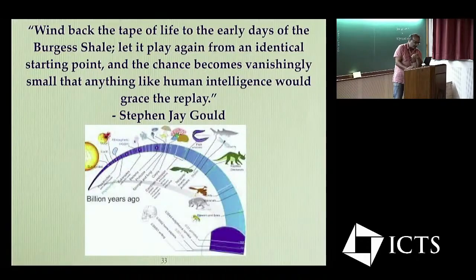This was captured by Stephen Jay Gould, who said that if I were to wind back the tape of life, when life originated on Earth, will I get human beings again? That was sort of a philosophical question, but evolution is happening in such a high dimensional space, on a chaotic trajectory, and mutations by definition are random, quantum mechanical events. Unlikely I'll get human beings again.